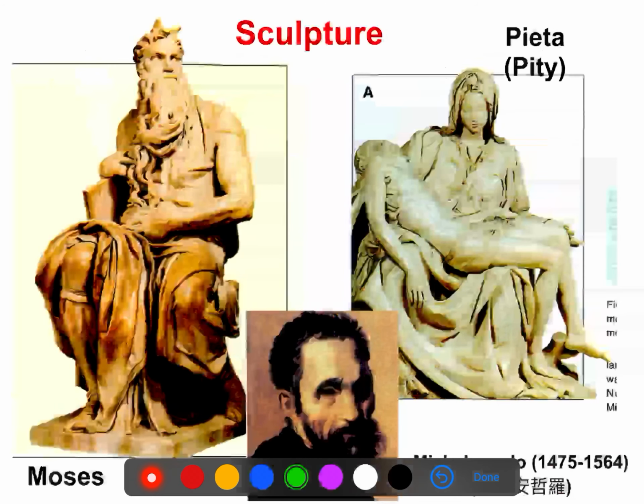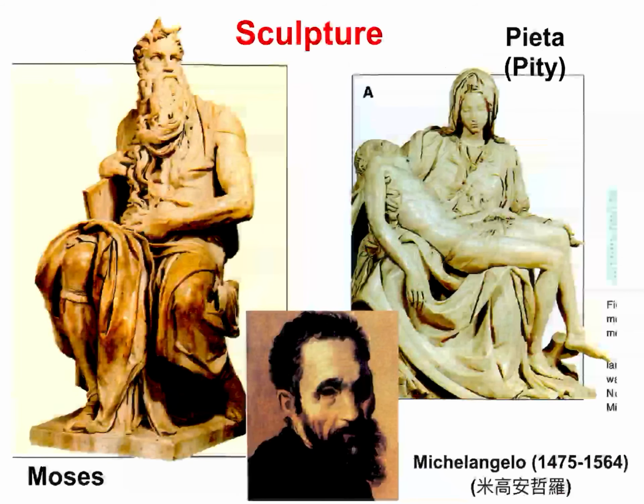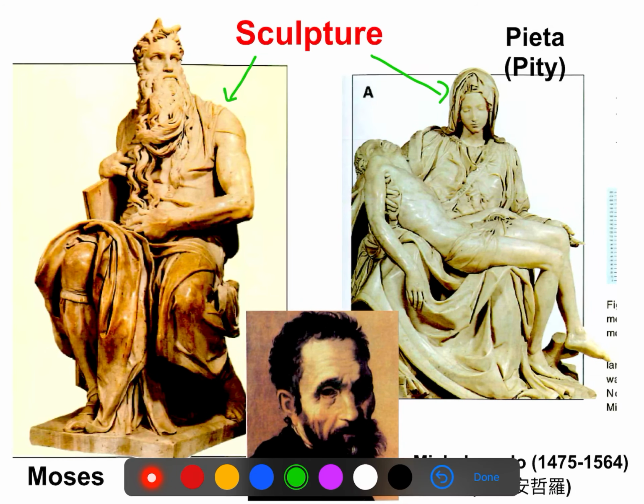Besides Leonardo da Vinci, another famous artist is called Michelangelo. For Michelangelo, he made two very famous sculptures. This is what we call sculpture. It uses rocks to make statues of human beings or other things.